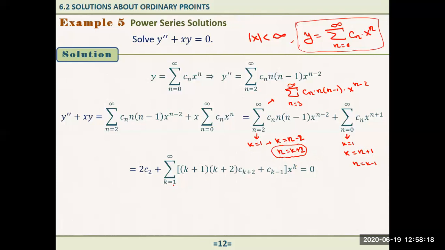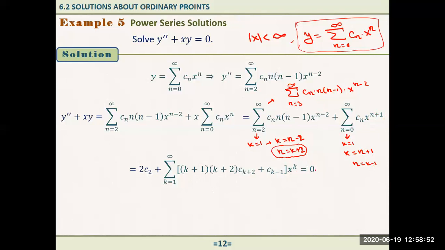So here, k starting with 1, c sub n. What is n? k plus 2. Here we have c sub k plus 2, and n minus 1, where n is k plus 2, so k plus 2 minus 1, that is k plus 1. Plus, how about here? n equals k minus 1. So here we have n, that is k minus 1, times x to the power n plus 1, which is k. Okay. So now it is identically equal to 0.